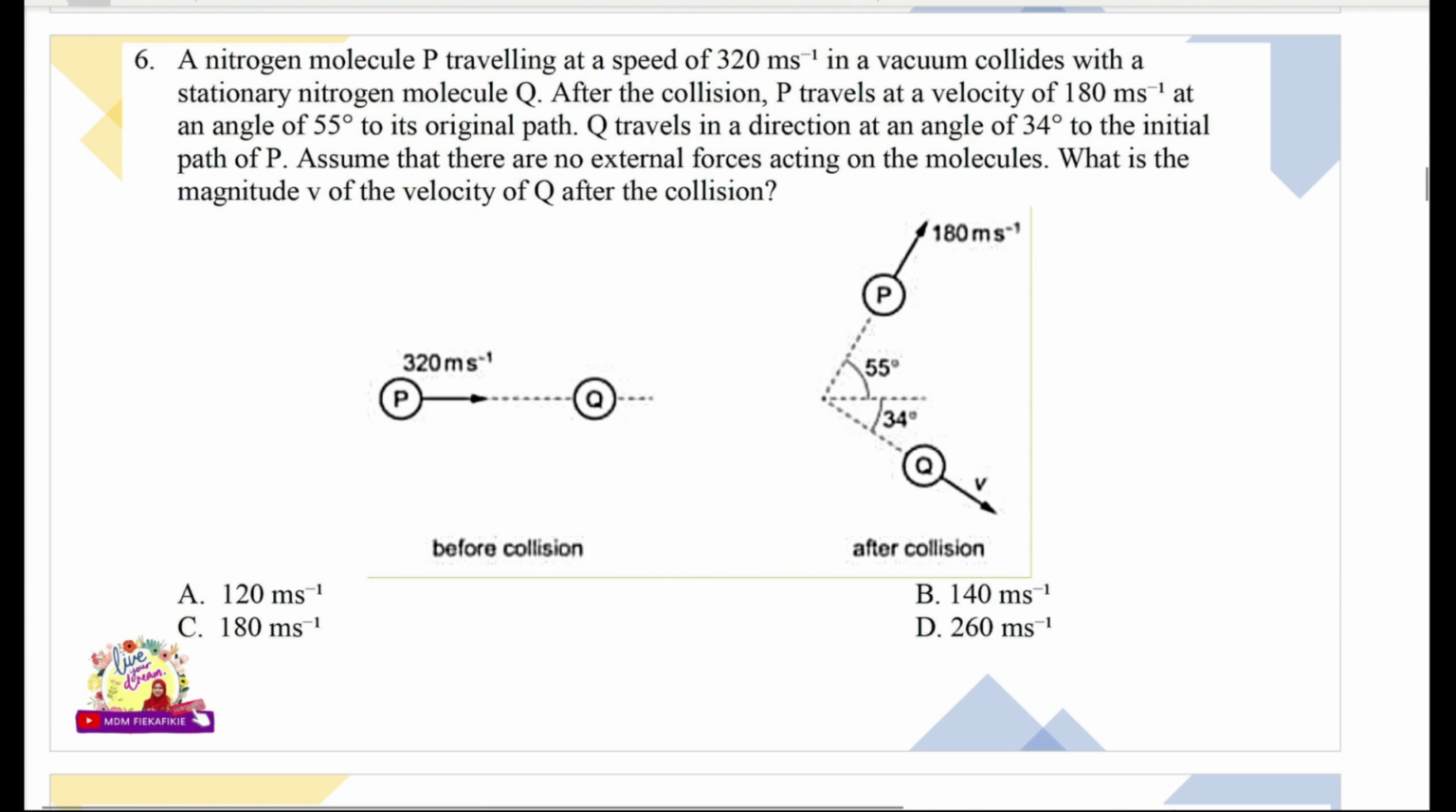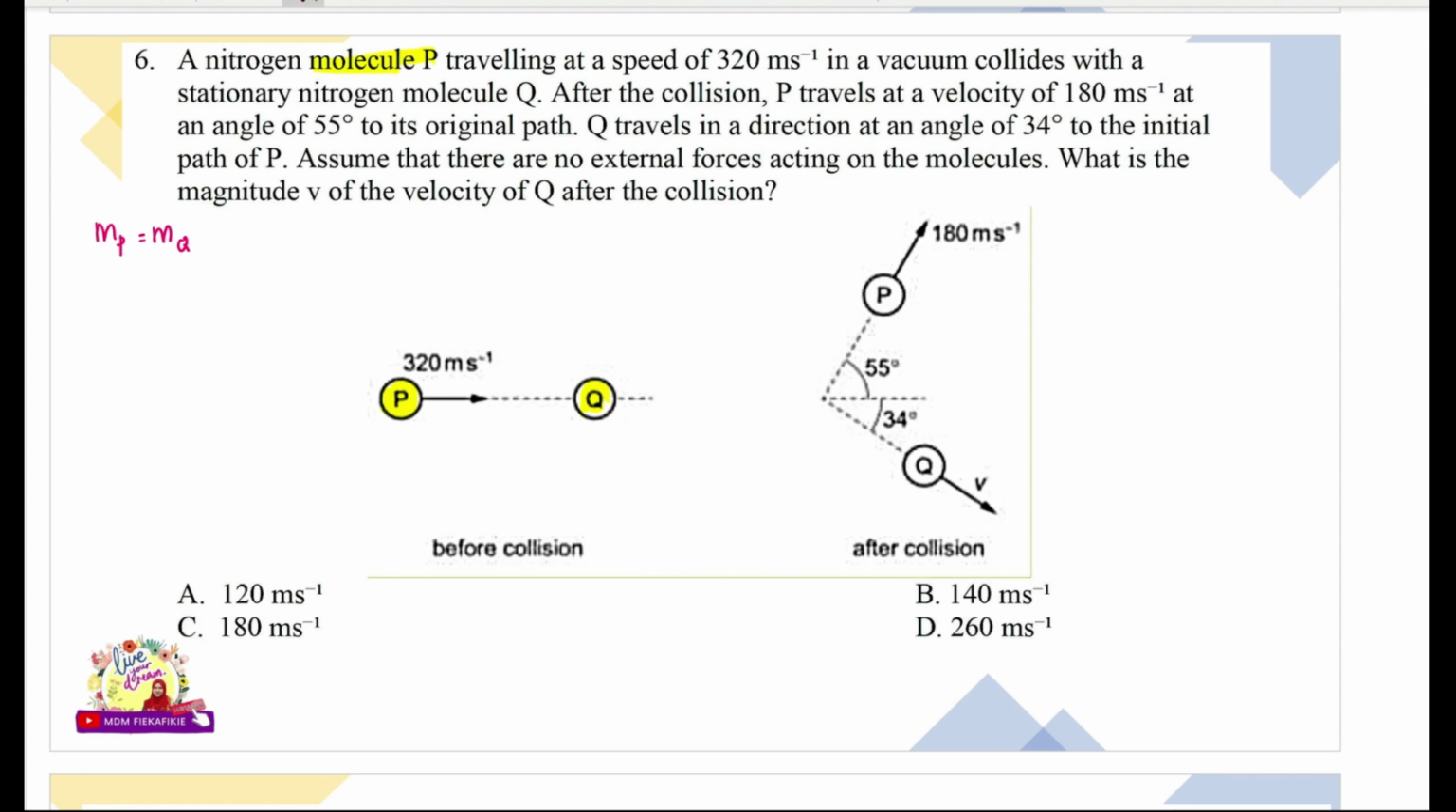Okay, question number 6 from chapter 3. So, this is 2D collision. Okay, so let's try. Okay, so here we have a nitrogen molecule P. Okay, P ni adalah nitrogen molecule. And then, it is travelling at a speed of 320 meter per second as shown here. Okay, mass dia tak bagi tahulah, so nitrogen. Okay, and then dia akan collide with a stationary nitrogen Q. Instead kedua-dua ni adalah partikel yang sama. So mass dia samalah. So daripada sini saya tahu mass untuk P akan sama dengan mass untuk Q. Okay, so itu maklumat yang kita ada dulu.